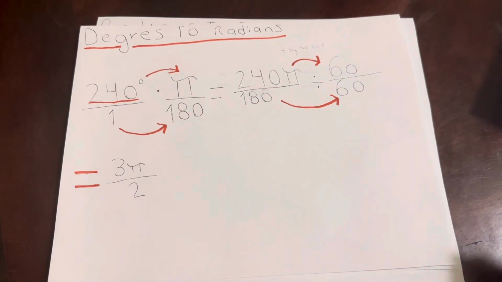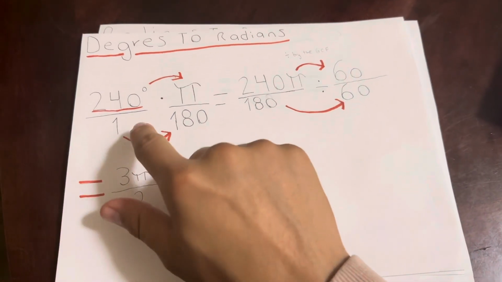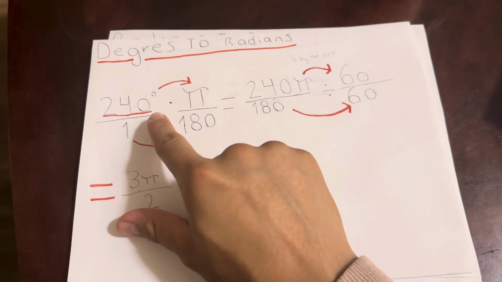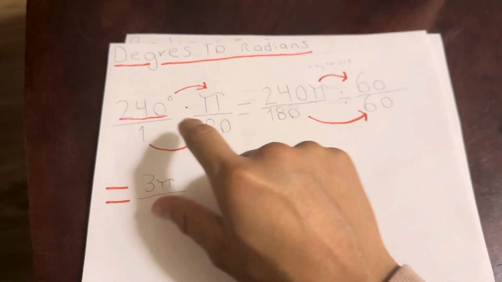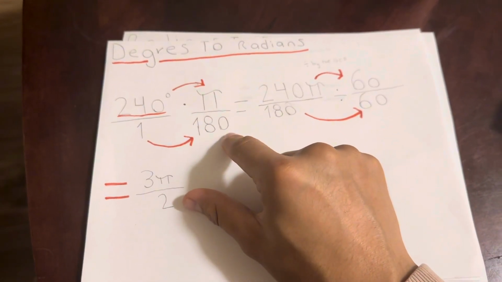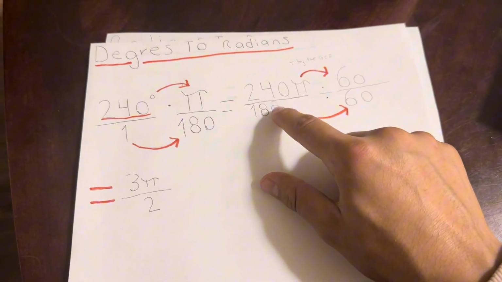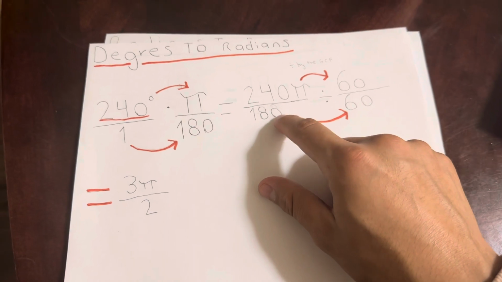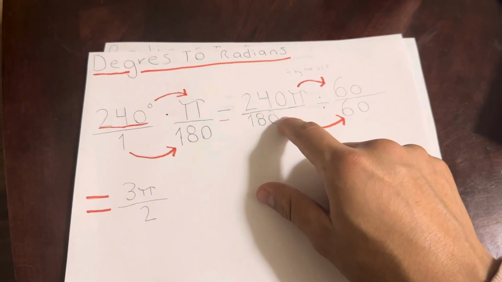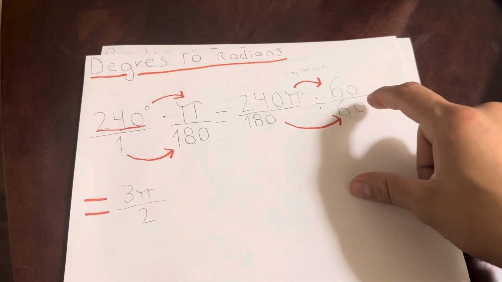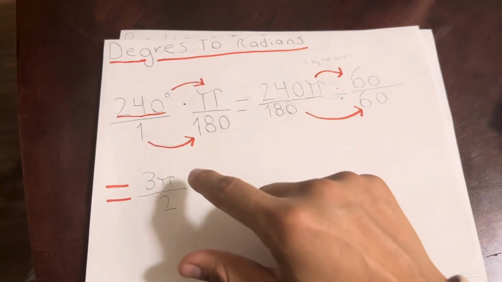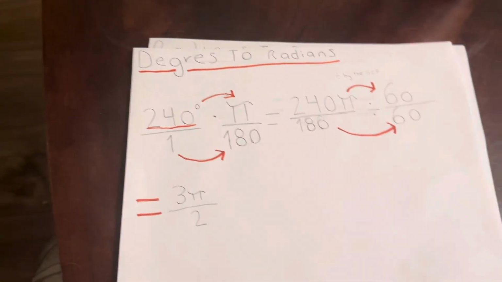First, we're going to start with degrees to radians. Since we start with the degree, we're going to have to multiply the 240 degrees by pi over 180. This is going to give us 240 pi over 180. And then we'll have this. We're going to have to divide this by the GCF, which is 60. And that is going to give us 3 pi over 2.